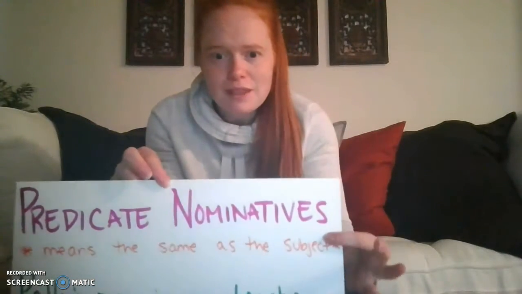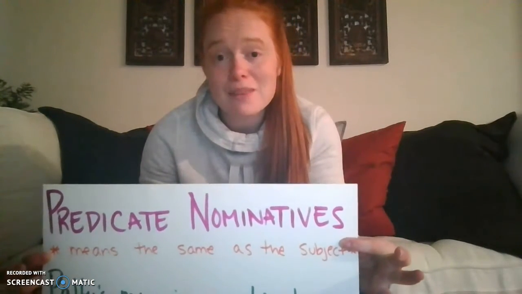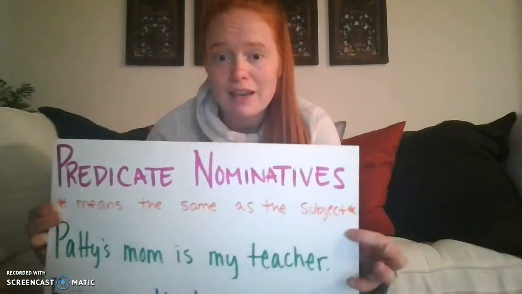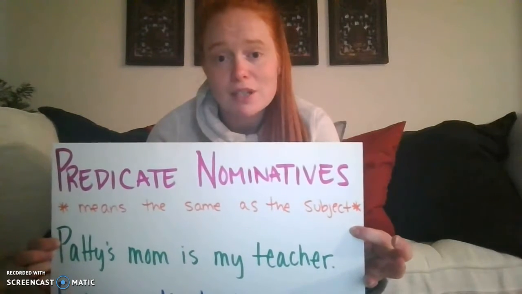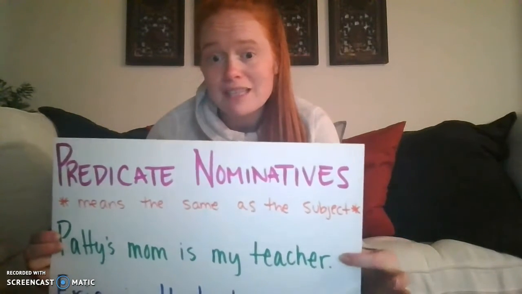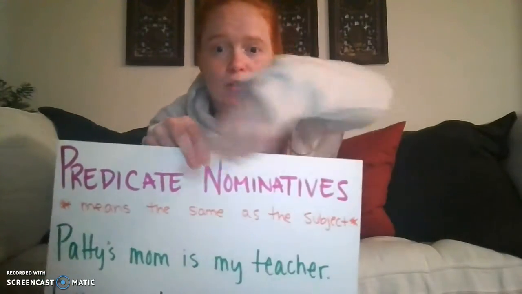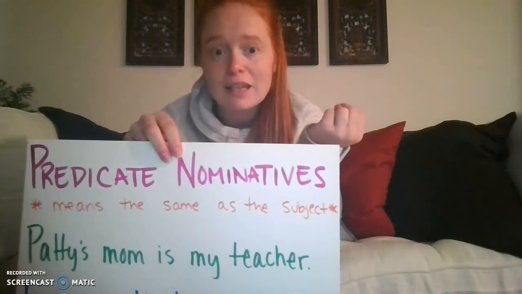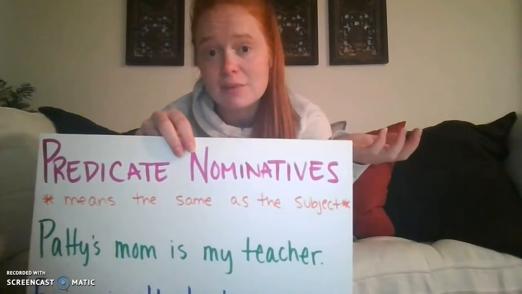Predicate nominative. Okay, predicate nominative means the same thing as the subject. So, our first example we have Patty's mom. Mom is our subject. Is my teacher. So, my teacher is Patty's mom. I can swap it around, and that's kind of a way to tell if it is a predicate nominative. It means the exact same thing as the subject.